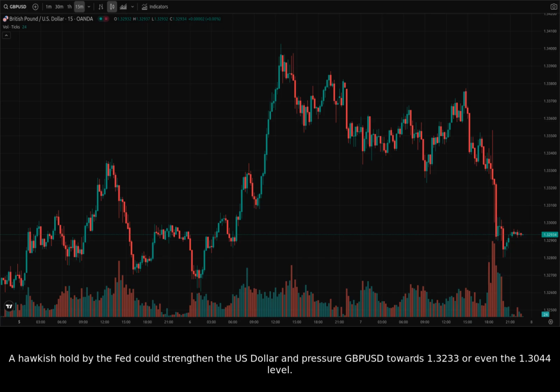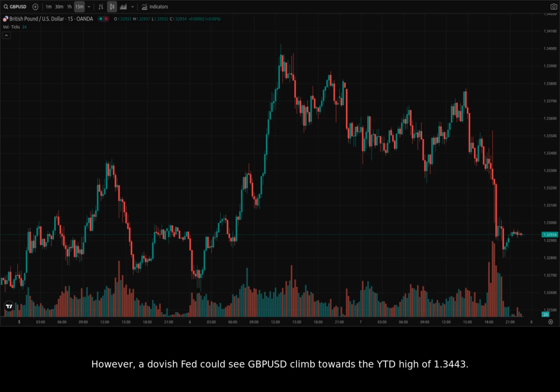A hawkish hold by the Fed could strengthen the US dollar and pressure BoE towards 1.3233 or even the 1.3044 level. However, a dovish Fed could see BoE climb towards the YTD high of 1.3443. Looking ahead, if we break resistance of 1.34, we may test 1.345, then 1.35. For support, the low of 1.33 may be tested if there's downside.